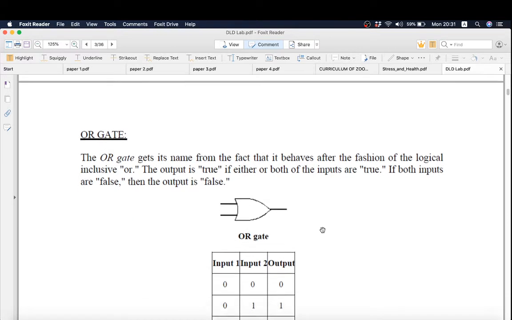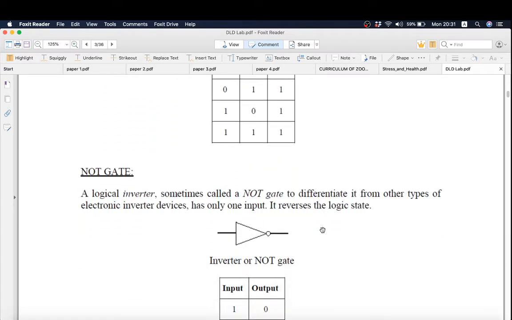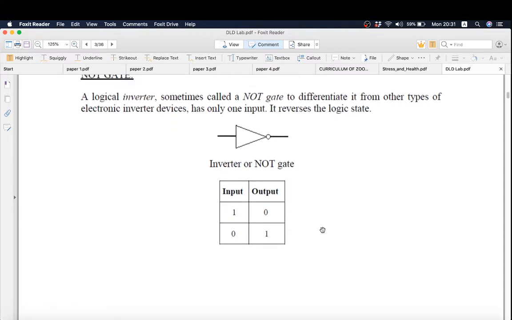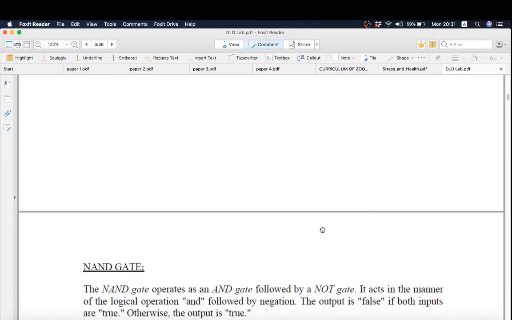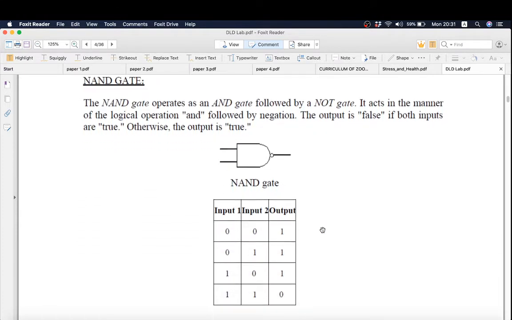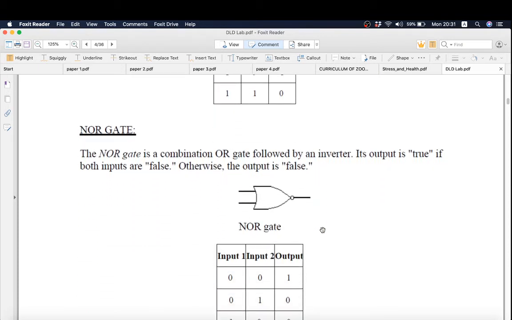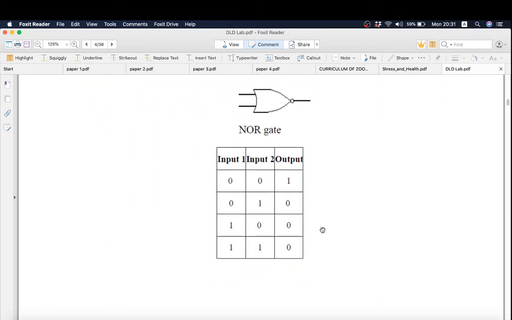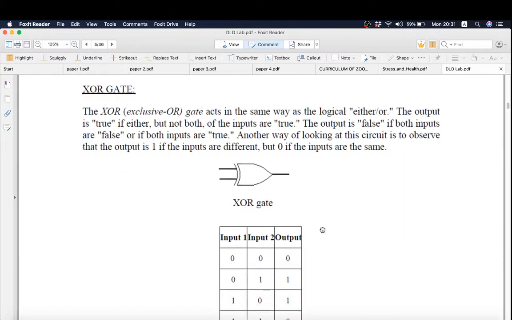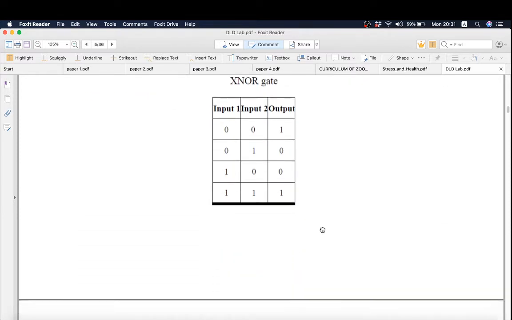For lab 1, you have to read all this theoretical data, and you have to learn by heart these tables and these diagrams, everything, because there can be short questions from this theory, there can be long questions, and you can be asked to draw these tables or diagrams. So for lab 1, you have to prepare this theory for all the gates.